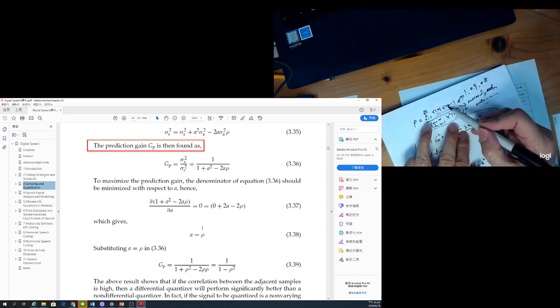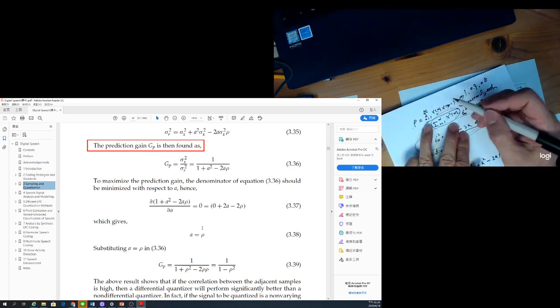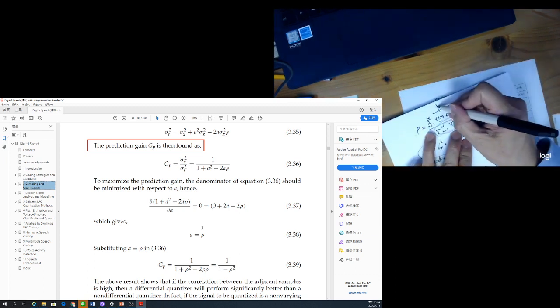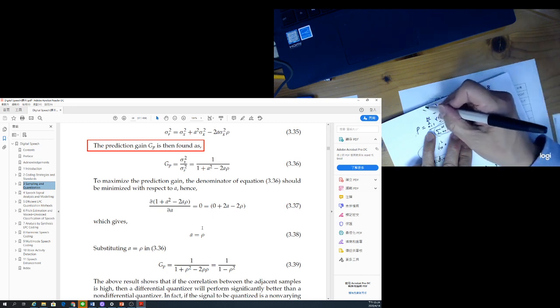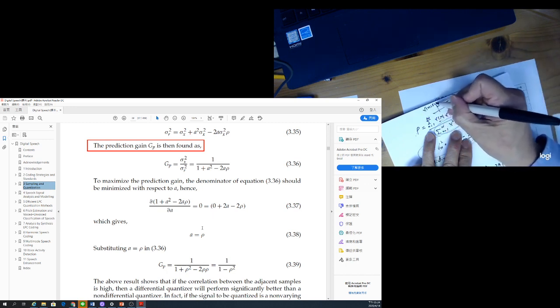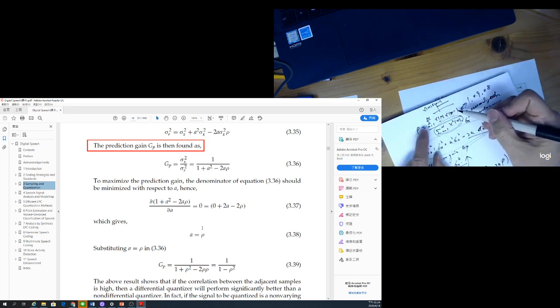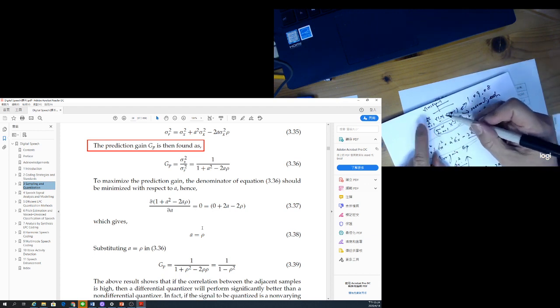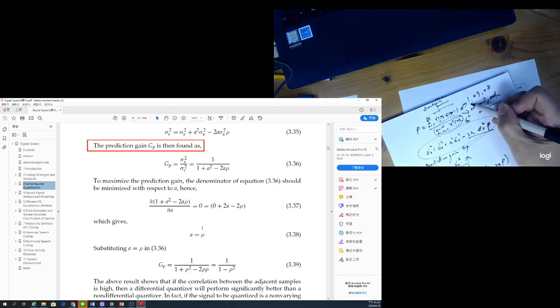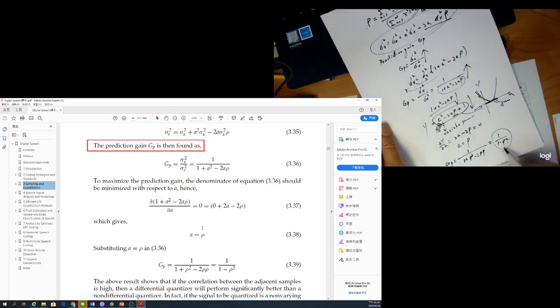So this one is the neighboring signal. I assume if your signal is a DC term, all the data are the same, so Sn is equal to Sn minus 1. So your numerator and denominator, dividing, are all the same, so they will be equal to 1. So your prediction gain will be infinite.